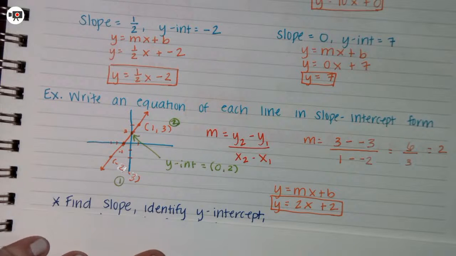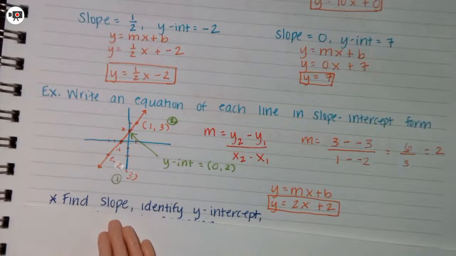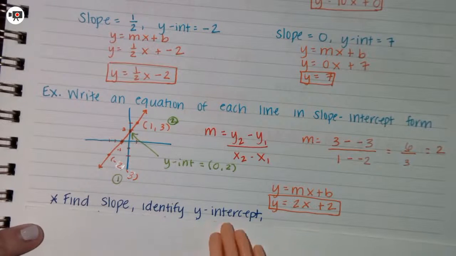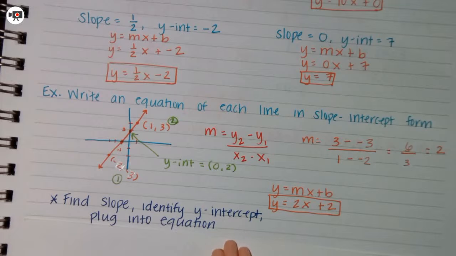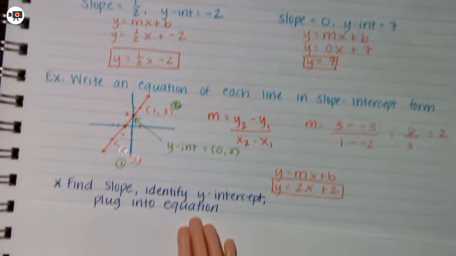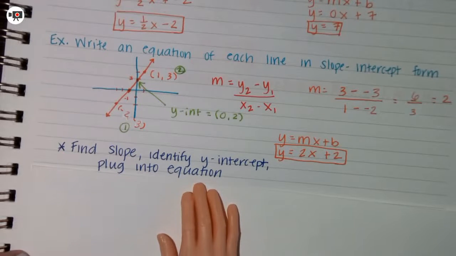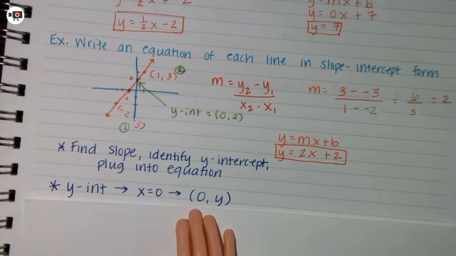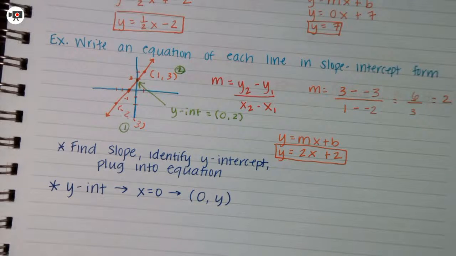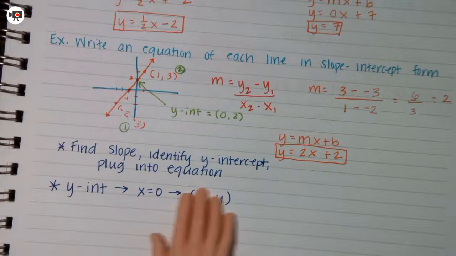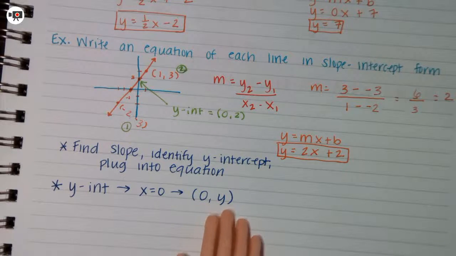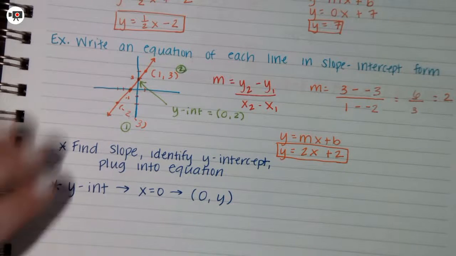Remember that to do these, you need to find slope, then identify the y-intercept, and then plug it into the equation. The y-intercept is where x equals 0, which will be a point 0, comma, y, some number for y.